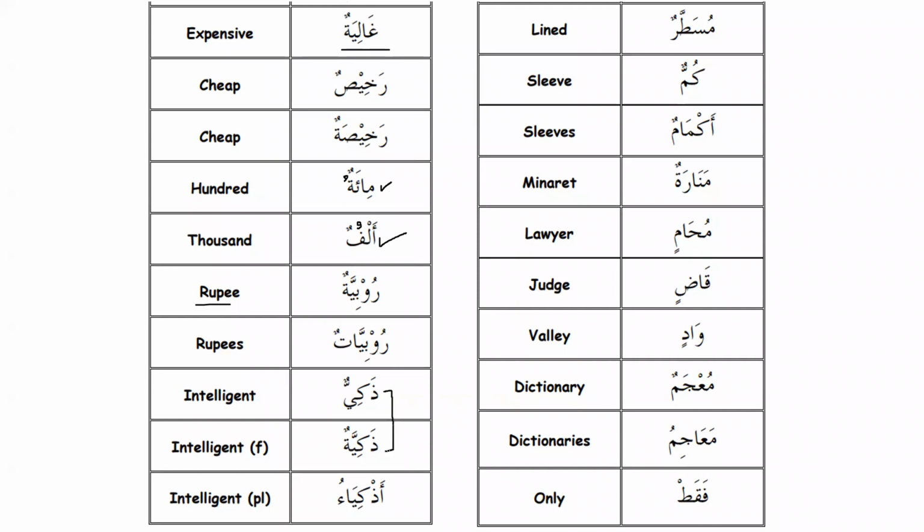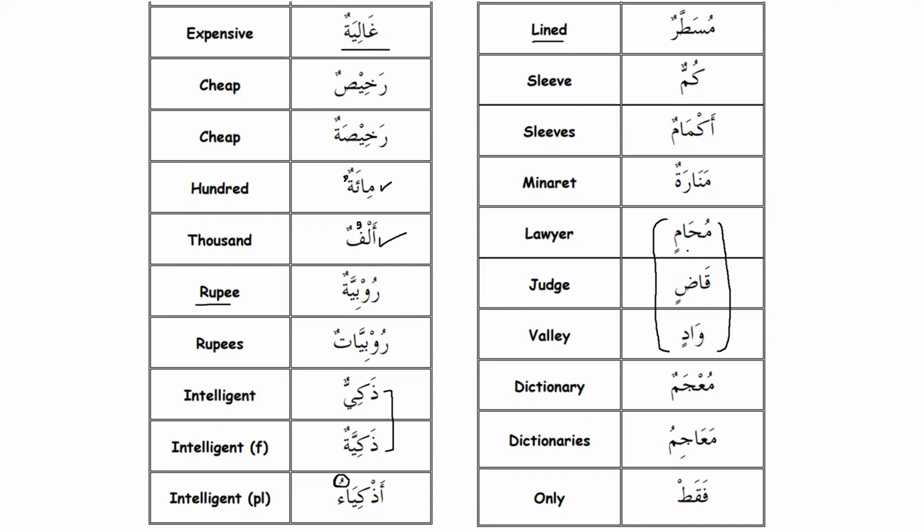The plural of both of them is adhkiya'u. Adhkiya'u does not have tanween. Why is that? Because it's a diptote. Why is it diptote? Because it's on the pattern of af'ila'u. Excellent. Musattarun, lined. Kummun is used for the sleeve, and the plural of kummun is akmamun, sleeves. Manaratun, minaret. And now we have three nouns that are asma'ul manqusa, or we can say defective nouns: muhamin, qadin, wadin.